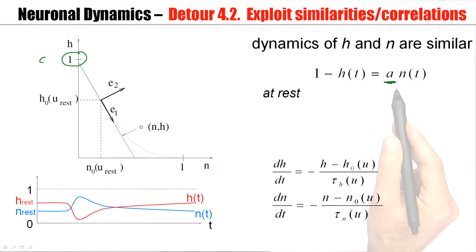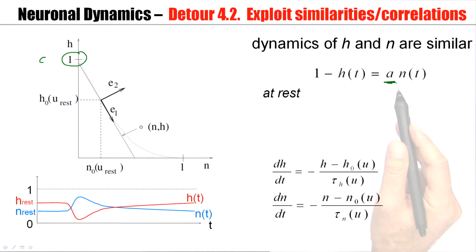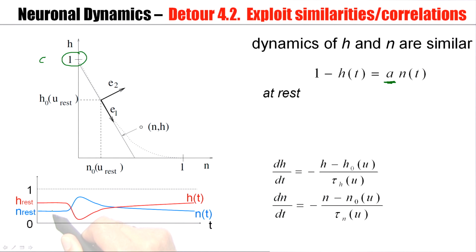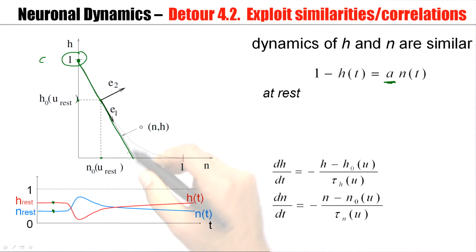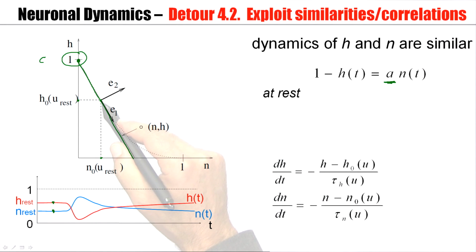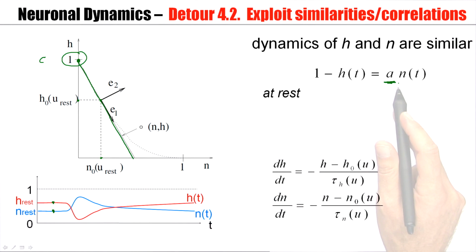Now, a simple way to determine the value a is to say, well, at least when the system is at rest, I have my n rest, that's this value, I have my h rest, that's this value. At least when the system is at rest, I don't want to make a mistake. So the resting point should lie on my straight line. At the same time, I know this point here, the line starts at 1, which means now I know 2 points. I know the upper point, and I know the resting point, and therefore the slope is fixed.